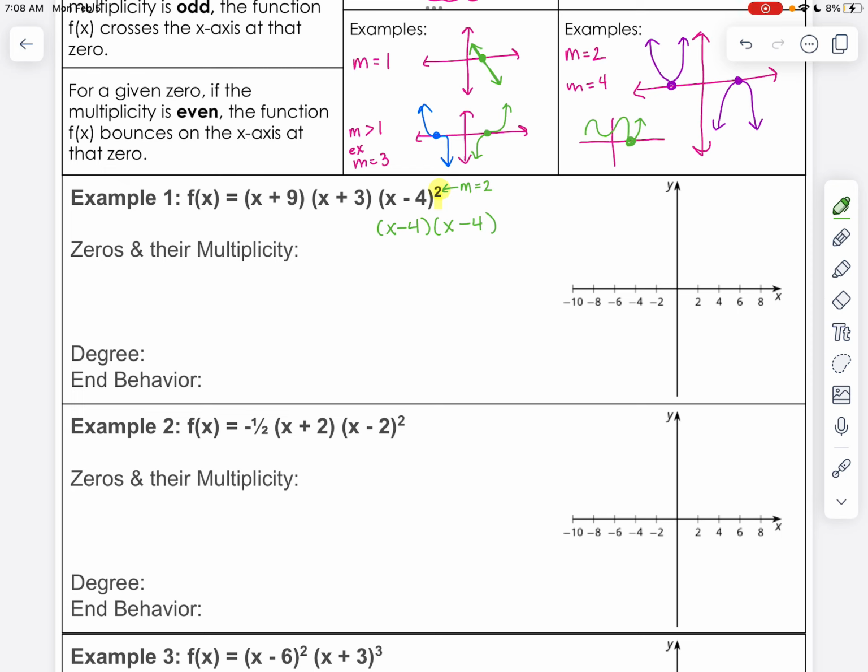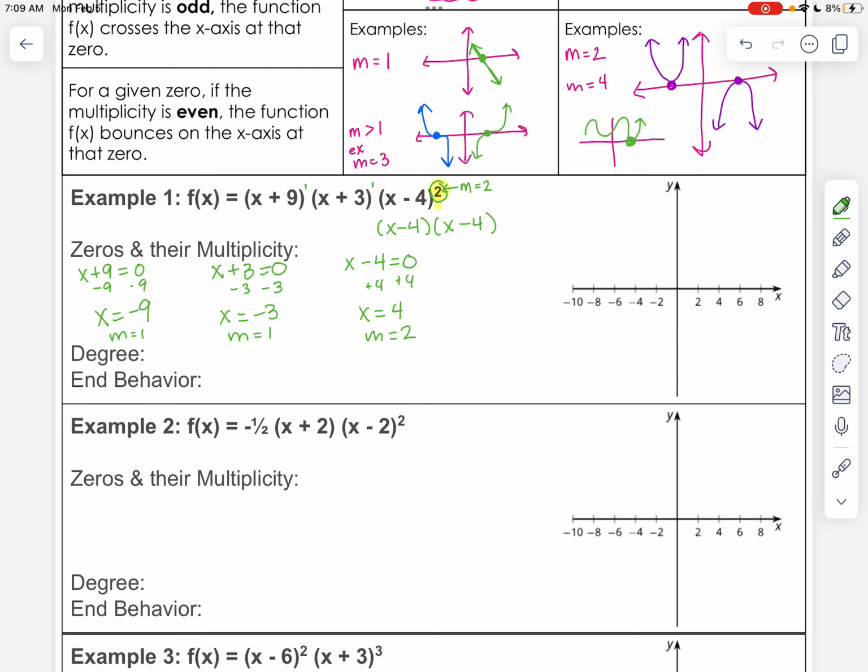To find each of the zeros, we'll start with x plus 9. We set it equal to 0 and solve. Once it's in factored form, we can do that. X equals negative 9. Now, x plus 9 had an exponent of 1, so its multiplicity is 1. For x plus 3, set it equal to 0. X equals negative 3. Again, this factor had an exponent of 1, so a multiplicity of 1. And then finally, that x minus 4 factor, we get x equals 4. Now this one had a multiplicity of 2 because it was squared.